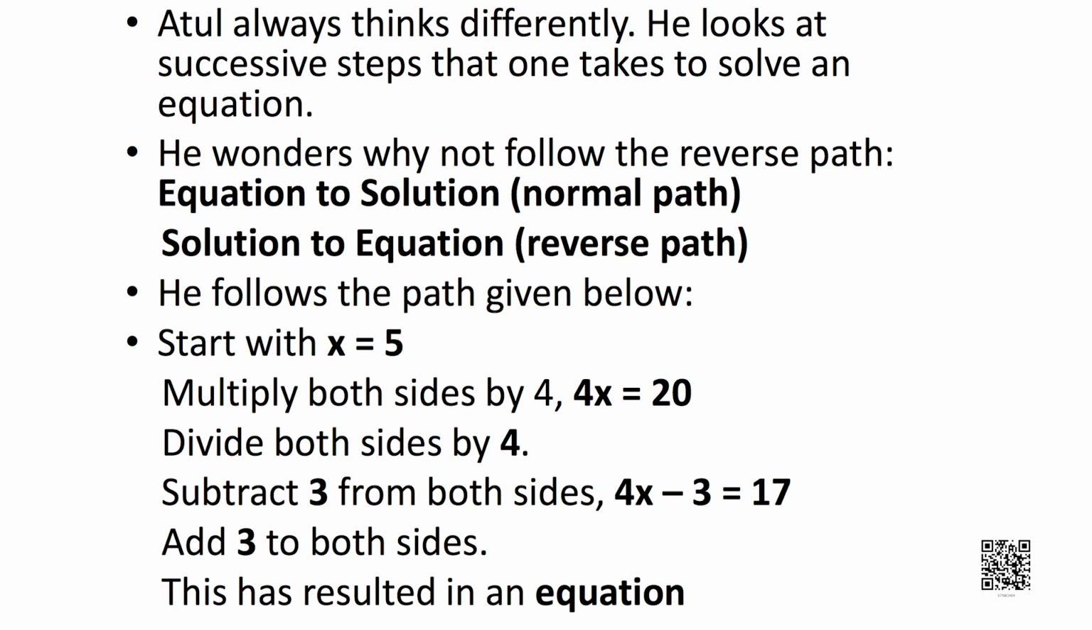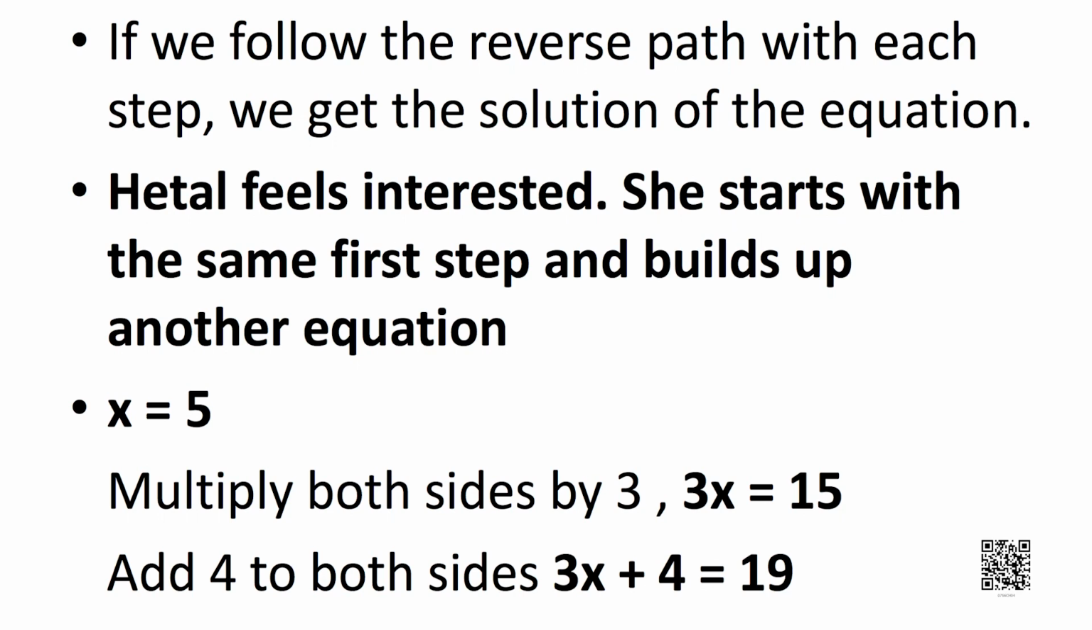Start with x is equal to 5. Now multiply both sides by 4, that is 4x is equal to 20. Then subtract 3 from both sides. Hence we get the equation as 4x minus 3 is equal to 17. This has resulted in an equation. Now if we follow the reverse path, what will we get? Adding 3 to both sides, then dividing both sides by 4, we will get the answer as x is equal to 5.